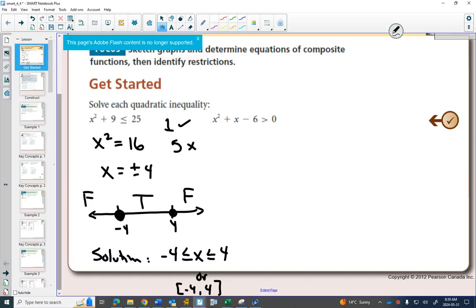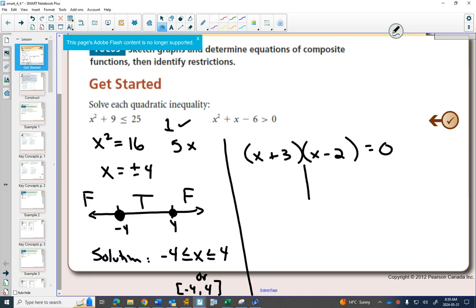You'll notice in the number line on the second one, you're going to have the open circles because there's no equal sign. So if I solve this one like normal equal to 0, this factors nicely to x plus 3 and x minus 2. So x is equal to -3 and x is equal to 2. Those are the places on my number line where it's equal, but this time I'm going to put open circles because it was just a greater than symbol.